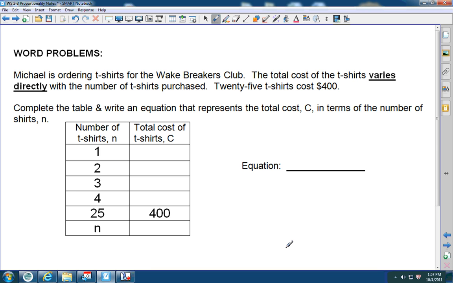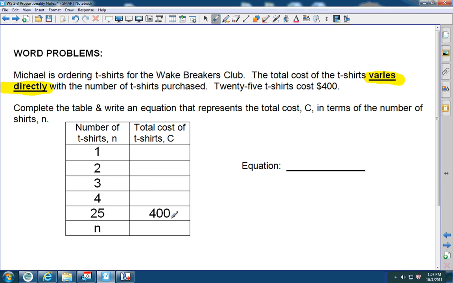Here's the next one. Michael is ordering t-shirts for the Wake Breakers Club. The total cost of the t-shirts varies directly. That is very important. This is going to tell you that it's proportional. It's going to tell you that the constant is 0. And they want to know how much. It says 25 shirts cost $400. So they want you to complete the table and write an equation that represents the total cost in terms of the number of shirts.